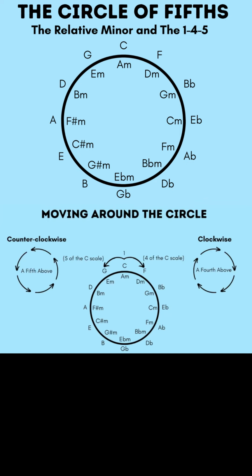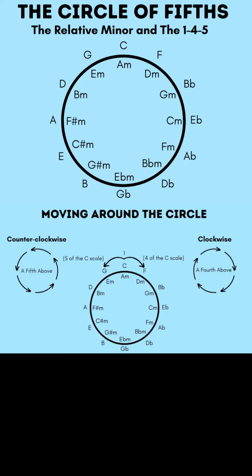So let's start with the 145. So moving around the circle, this is the circle. You can use this image so you have it counterclockwise, as you can see up here on the left. When you move left or counterclockwise from C to G, in other words, that's a fifth above the note, right? So G is a fifth above C. It's the 5 of the C scale, okay?